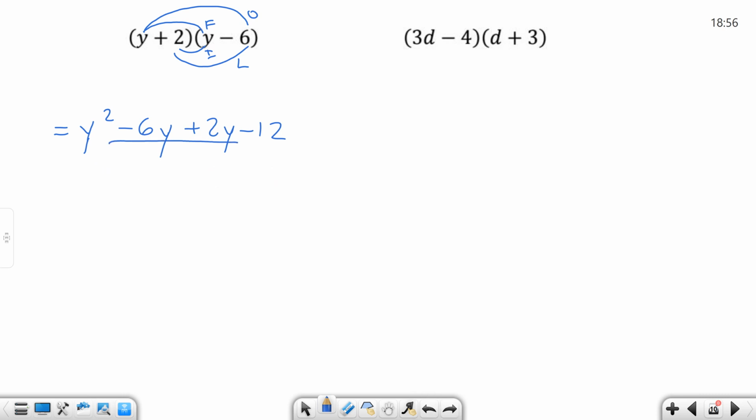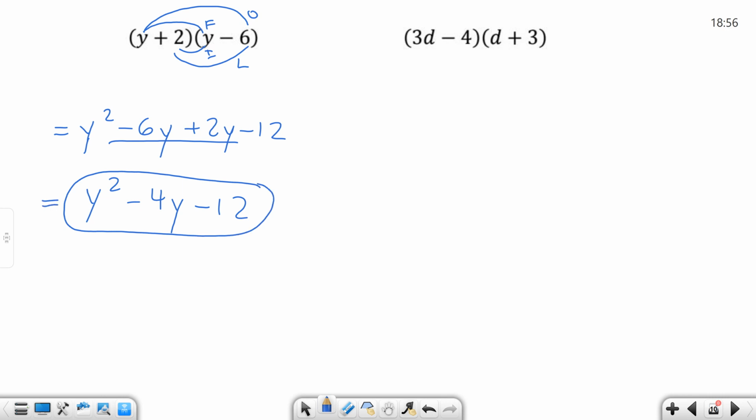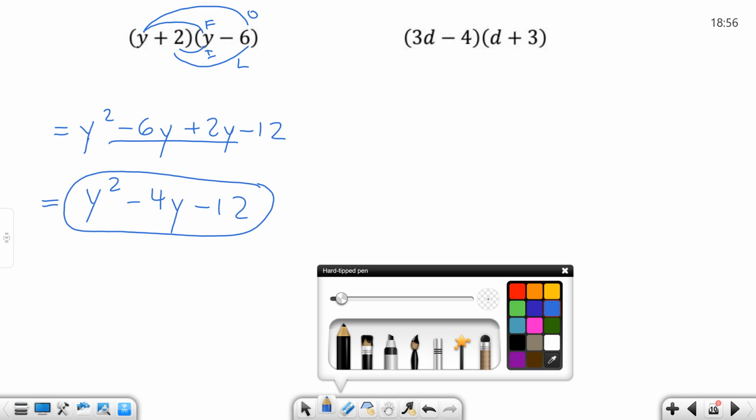All right? So those two now go together. They're like terms. So y squared. So this is more the horizontal method if you go back to my adding, subtracting videos. Minus 4y. There, did it again. There we go. Minus 12. So y squared minus 4y minus 12. Again, the two middle terms, the O and the I, combine because those are built the same.